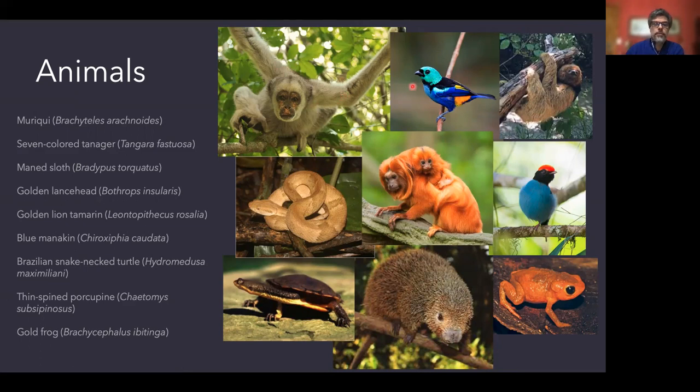This beautiful tanager, a seven-color tanager, is also a typical bird of the Atlantic forest, majestic. The maned sloth is also endangered, only occurs here in the eastern part of the Atlantic forest. It has this mane here, a black mane. It's a canopy species that is folivorous and a very, very interesting animal, and you don't see them very often, but they're usually there at the top of the trees, eating some leaves.